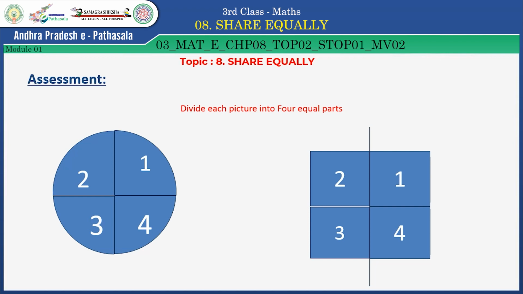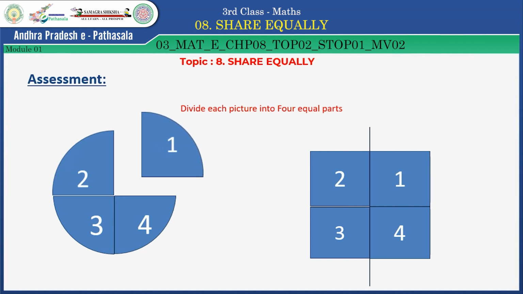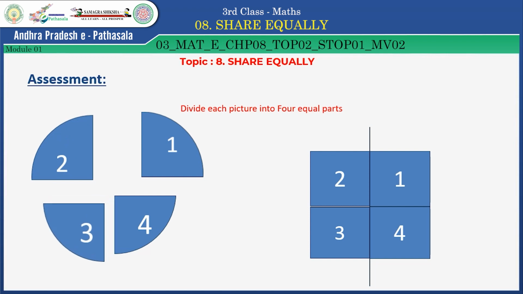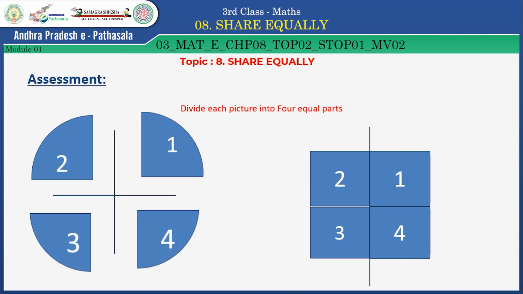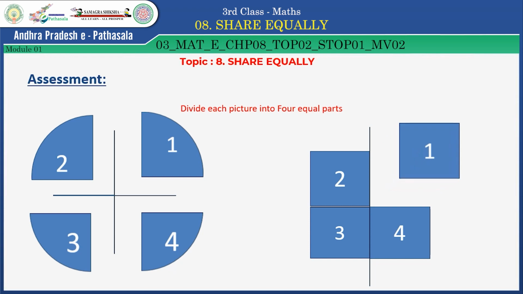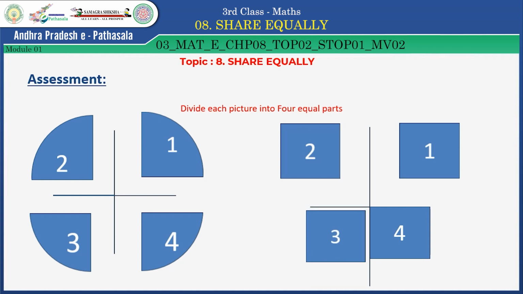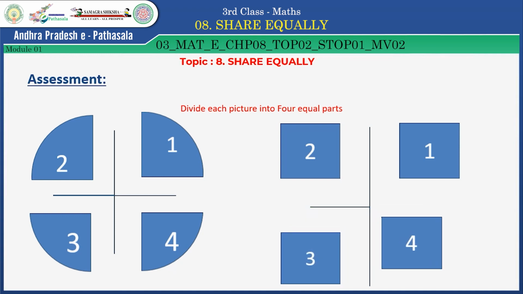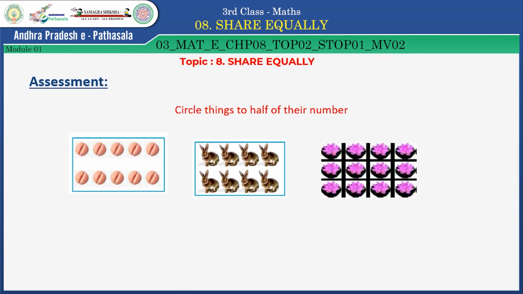Divide each picture into 4 equal parts. Observe the first picture, first part, second part, third part, fourth part. Yes, they are exactly made into 4 equal parts. Observe the second picture. Yes, first part, second part, third part, fourth part. Yes, they are divided into 4 equal parts. Right. Now we do some simple exercises.